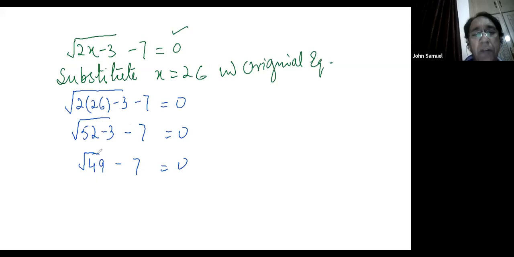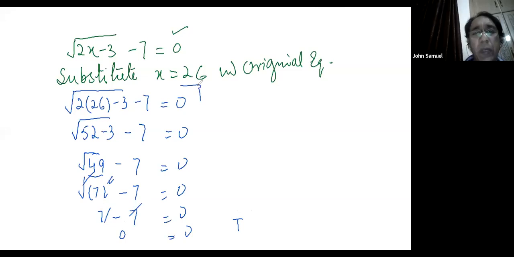If we tell that this is a perfect square of 7, we can write it like this in the perfect square, and then we'll cancel it. Now we have 7 minus 7, and you are familiar, 7 minus 7 is 0. So this value 26 is true for this one.